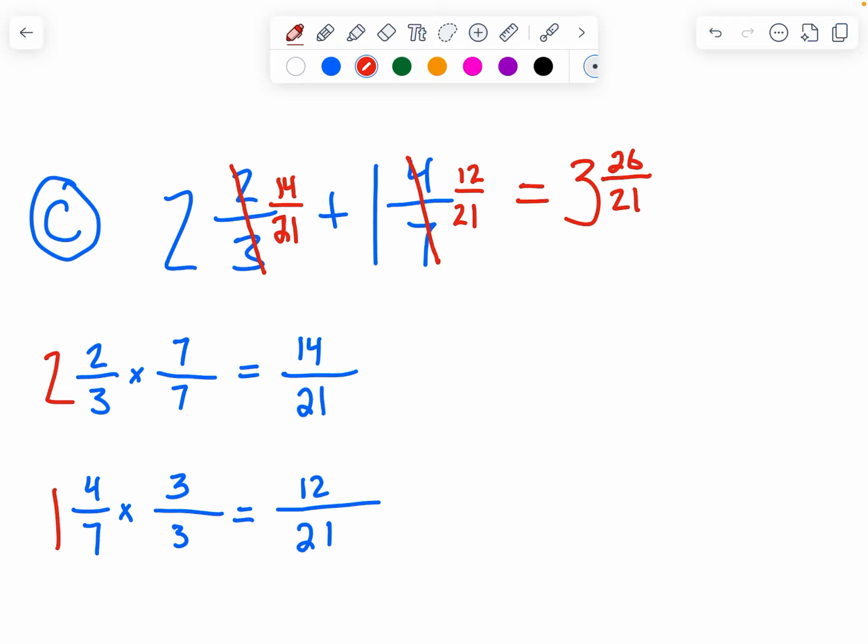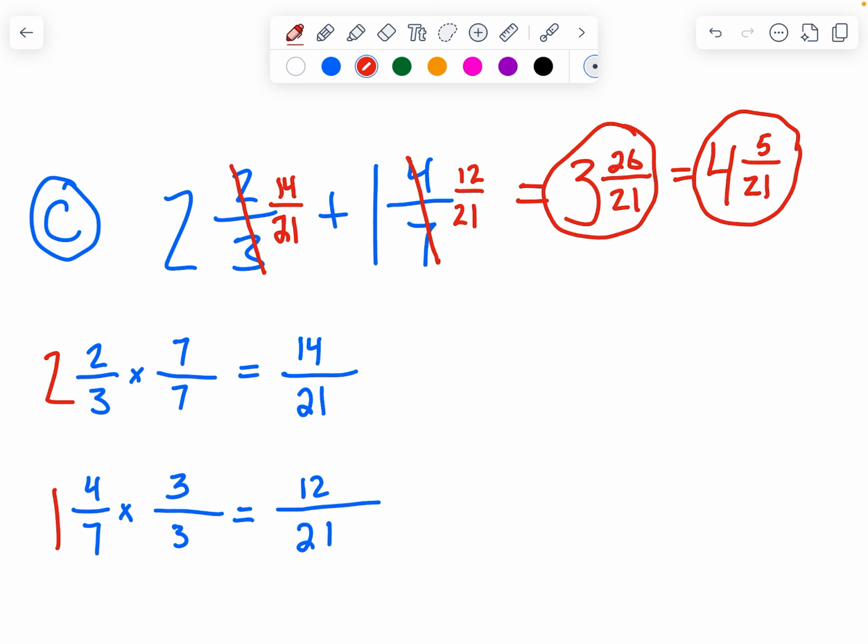And then we're going to simplify here because we can. This is a correct answer, by the way. This is still correct. But we know 21 21sts would be another whole. So this is 4 wholes. And then 21, 22, 23, 24, 25, 26, and 5 more 21sts. That's our very best answer.